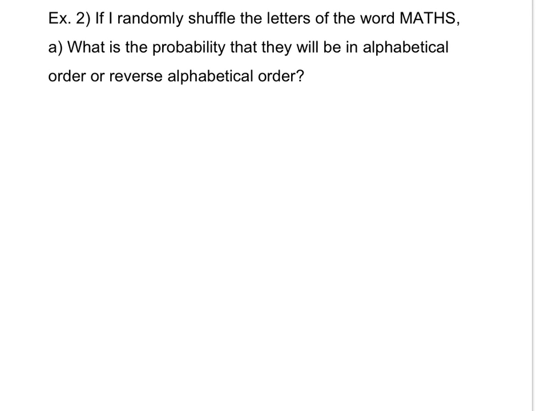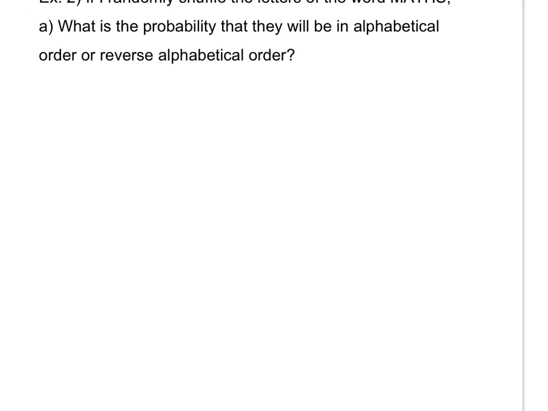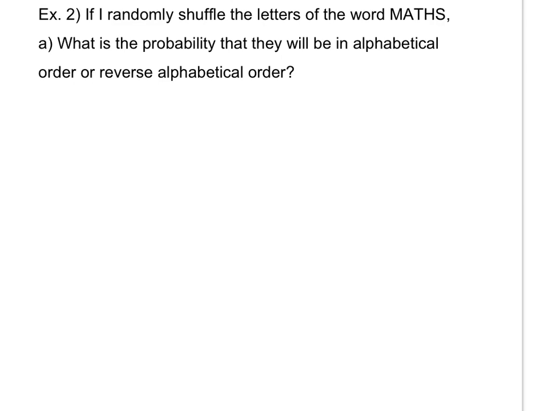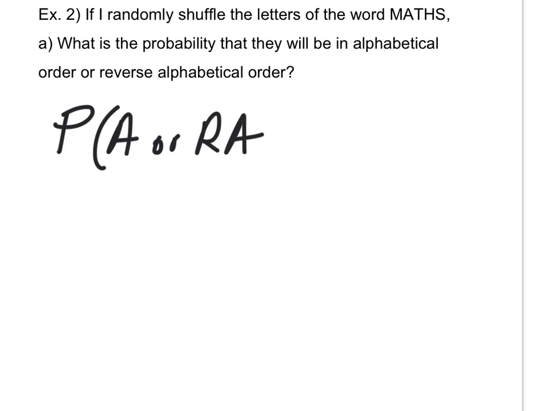Okay, if I randomly shuffle the letters in the word math, what is the probability that they will be in alphabetical or reverse alphabetical order? Okay, so I'm going to say the probability of alphabetical or reverse alphabetical. So, if I put them in alphabetical order, I win. If I put them in reverse alphabetical order, I'll win. So there's 2 ways I can win.